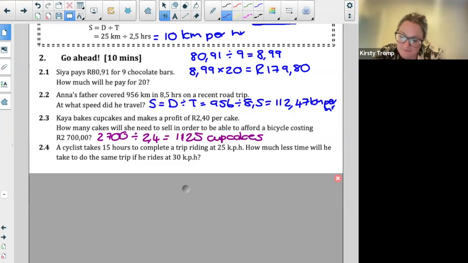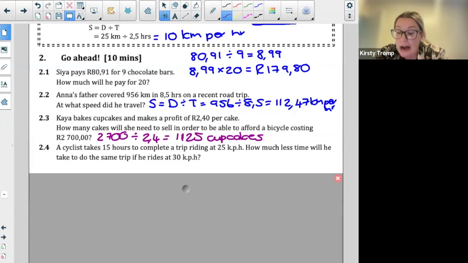Ma'am, I actually had a question, ma'am. Okay, sure. What's your question, my love? So, ma'am, for question 2.2, since the answer was 112.47, is it still correct if you rounded it up to 112.50 kilometers?